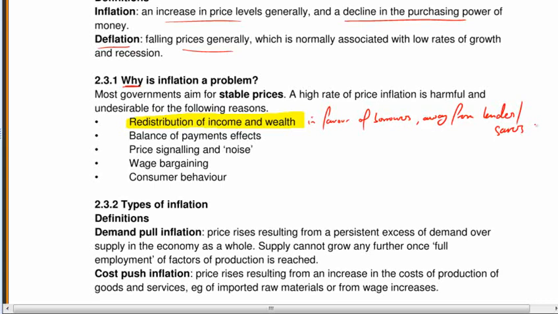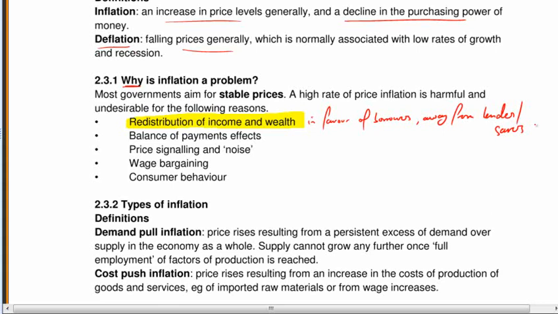So imagine you've got £10,000 in the bank and it's earning 5% interest, but inflation's running at 10%. In a year's time, in real terms, you will have less money in the bank. The purchasing power of your bank account will have gone down. Equally, if you're borrowing money, that's a great position, isn't it? The real value of your debt has gone down. So inflation favours borrowers and penalises lenders.